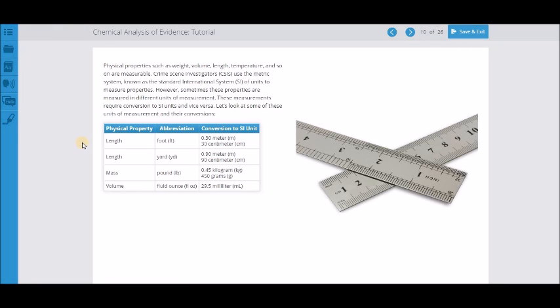So then we're gonna start talking about physical properties. Physical properties include things such as weight, length, temperature, color, smell. These are all physical properties, and so we talk about how we measure those. You're very aware of this, but I do want you to write this down.